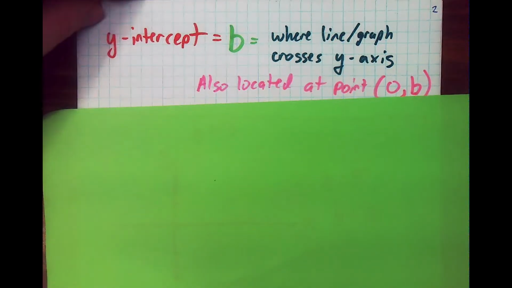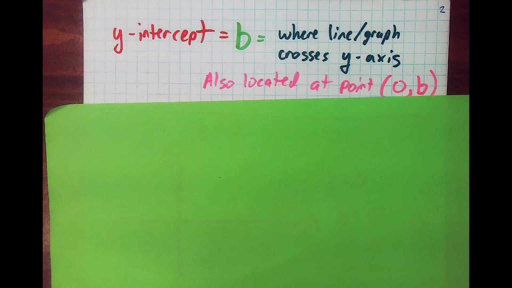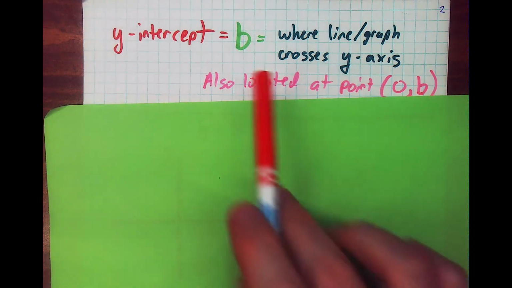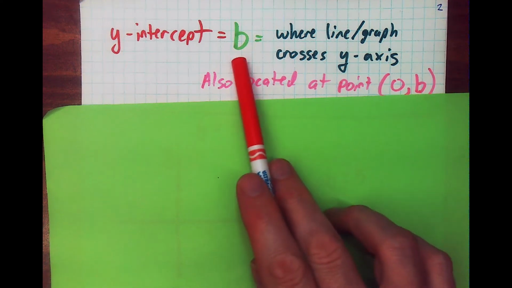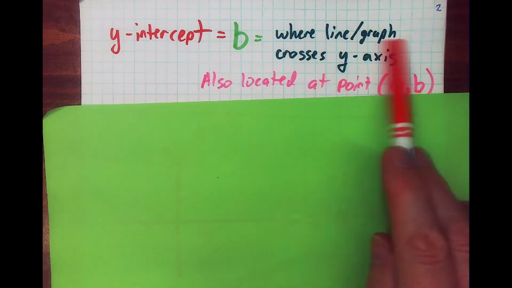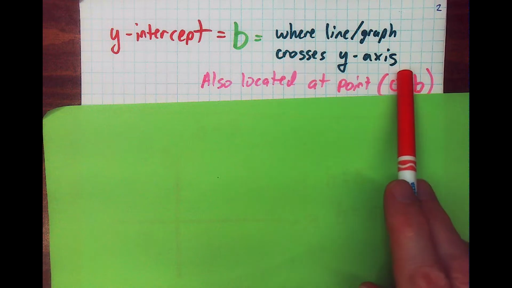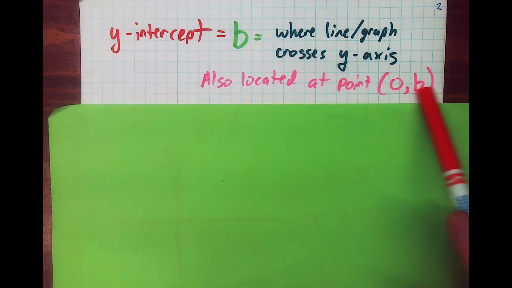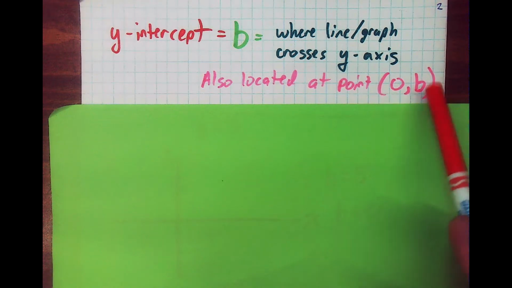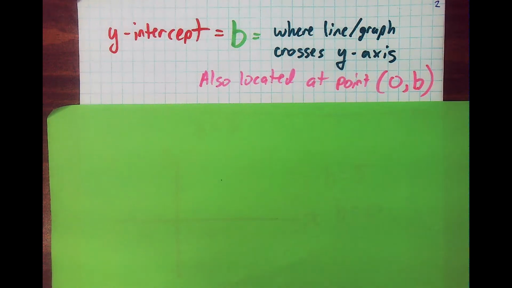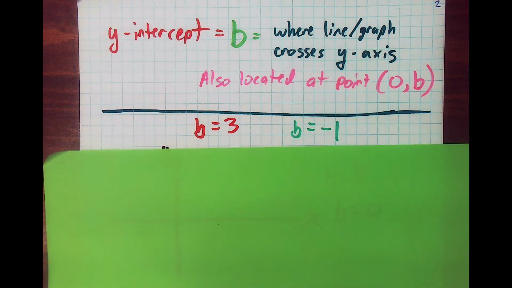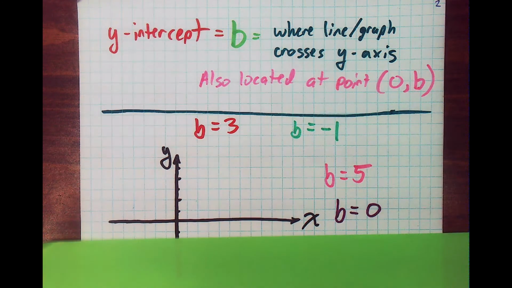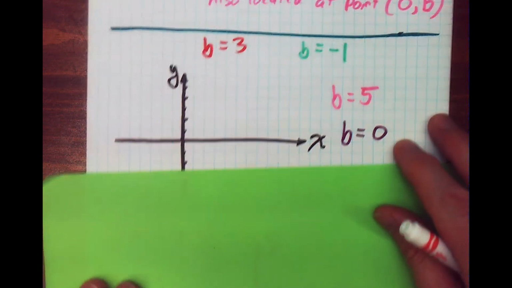So first off, in terms of slope-intercept, let's talk about what the y-intercept is. We use the letter b for the y-intercept, and it basically is just where the line of the graph crosses the y-axis, and technically it is the point 0, comma b. The x value is 0 and the y value is b, whether it's up or down on the y-axis. So let's do a couple examples.